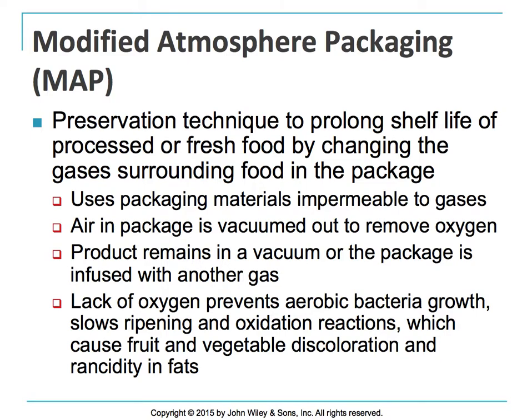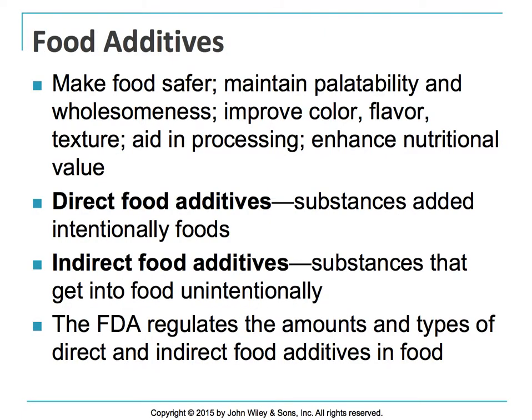Modified atmosphere packaging, or MAP, is a preservation technique to prolong shelf life of processed or fresh food by changing the gases surrounding food in the package. It uses packaging materials that are impermeable to gases. The air in the package is vacuumed out to remove oxygen. The product remains in a vacuum, or the package is infused with another gas. And the lack of oxygen in this packaging prevents aerobic bacteria growth, slows ripening and oxidation reactions, which cause fruit and vegetable discoloration and rancidity in fats.